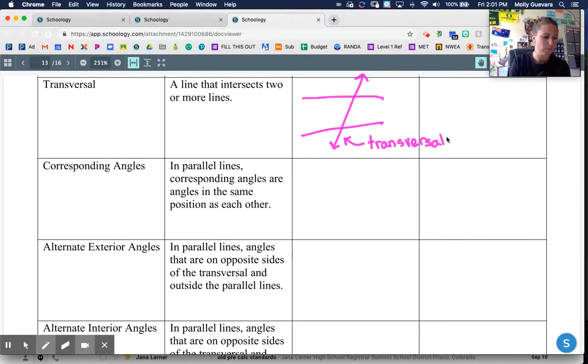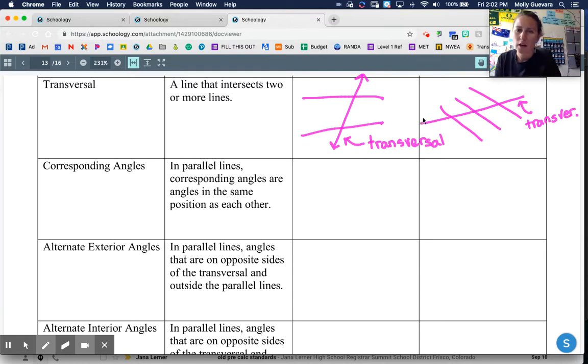And that's going to be really important because we're going to deal with a lot of properties that involve a transversal, okay? I could have 3 lines. If there's a line that cuts through, again, that's the transversal. You can't fit it, but there you go. So it's a line that cuts through 2 or more lines.